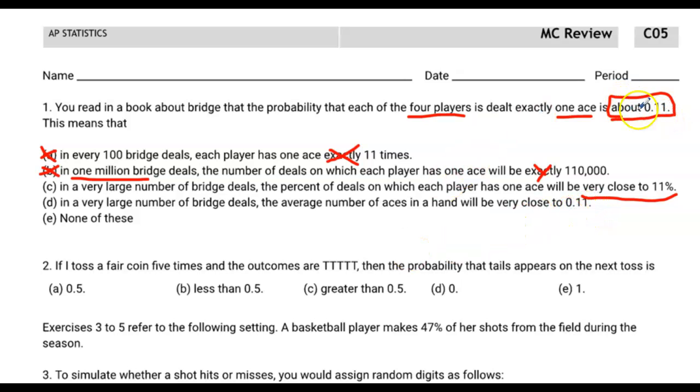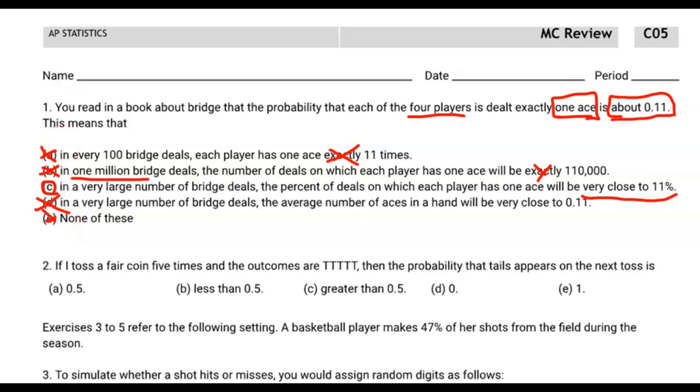This question isn't talking about the average number of aces. This is saying 1 ace. The probability of that happening in 4 players is 0.11. So that's not what this is talking about. This changed the thing that it was talking about. So we're not going to guess D. And since we already found the correct answer of choice C, obviously it's not going to be none of these.